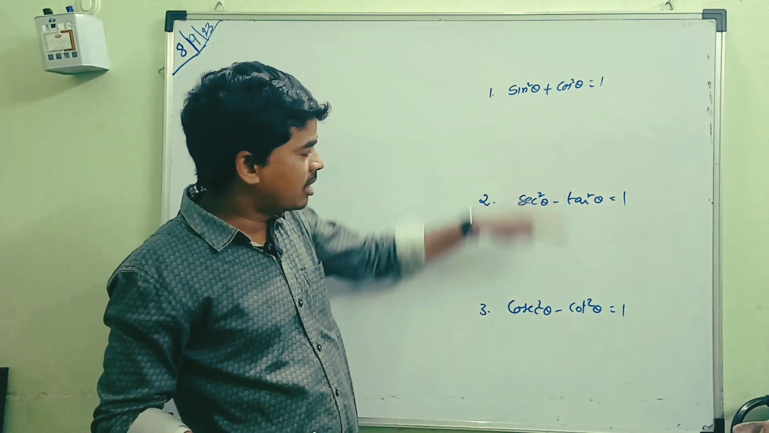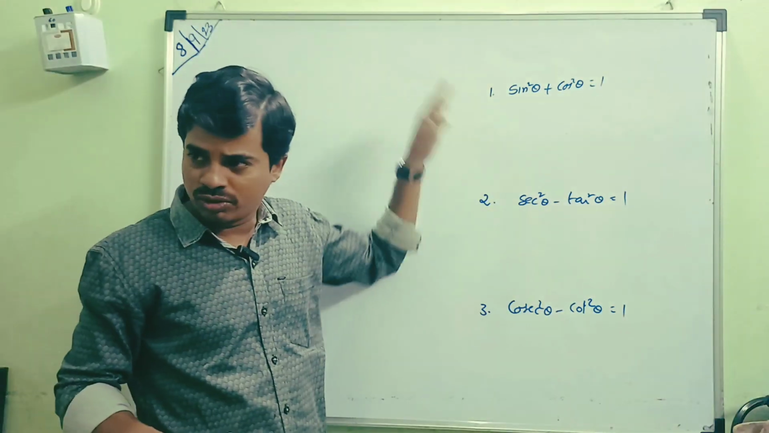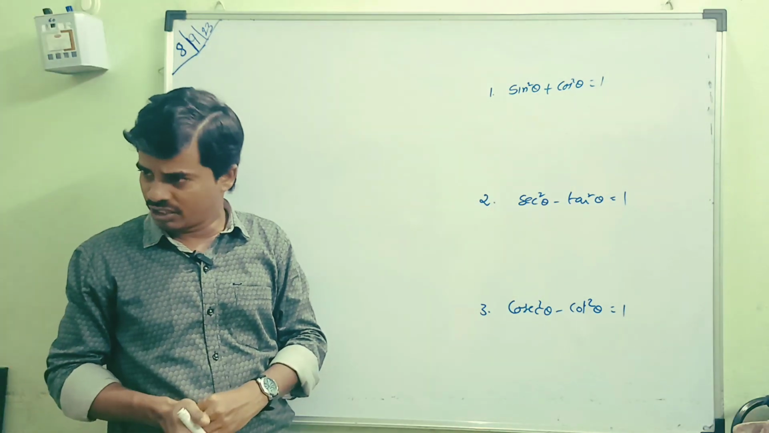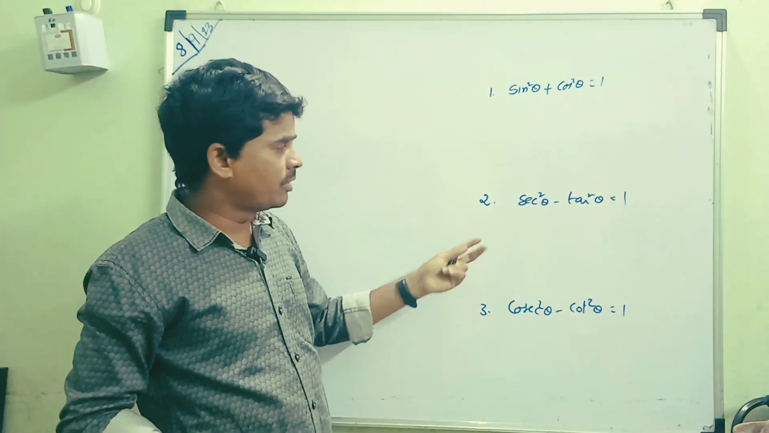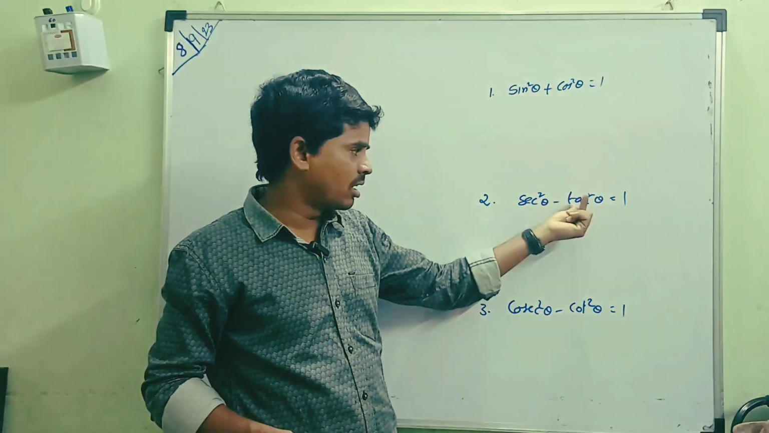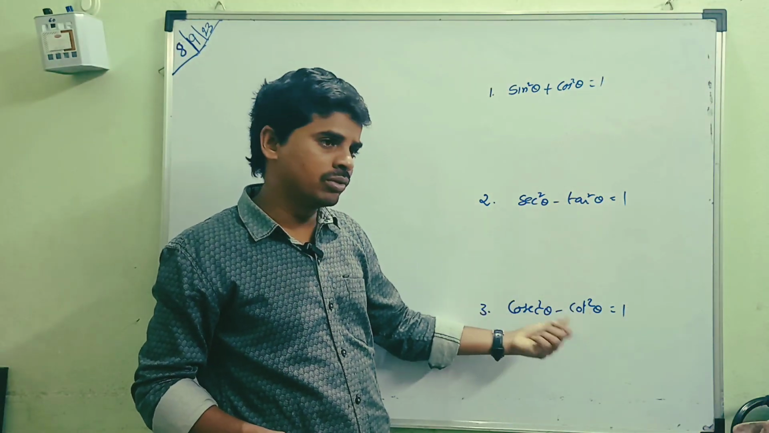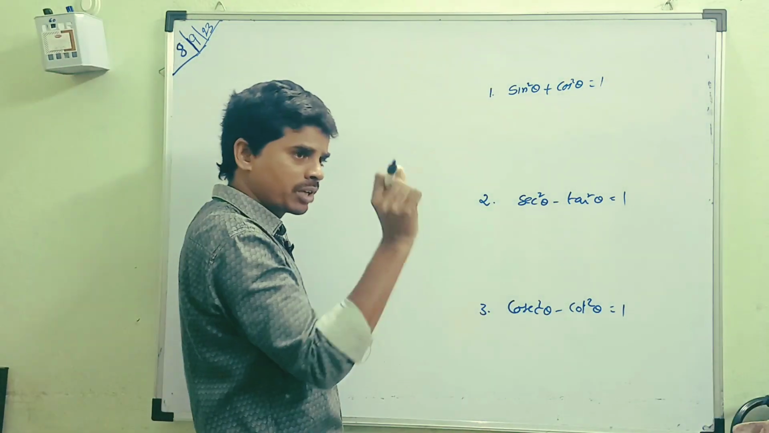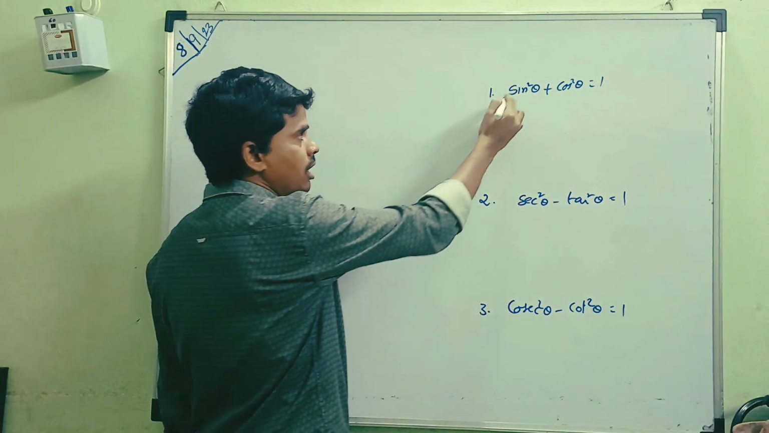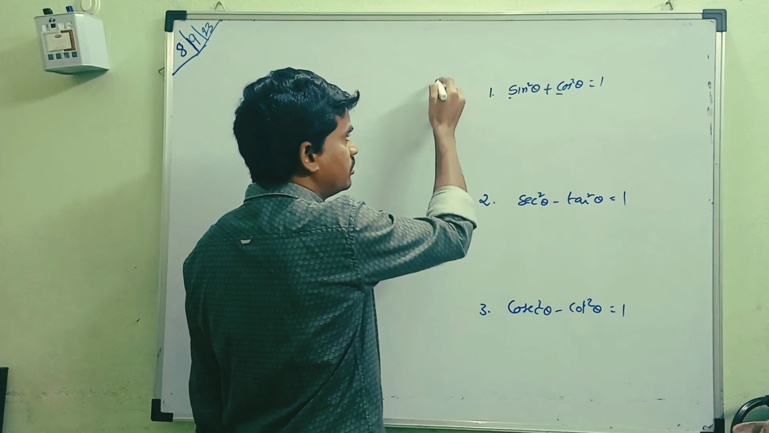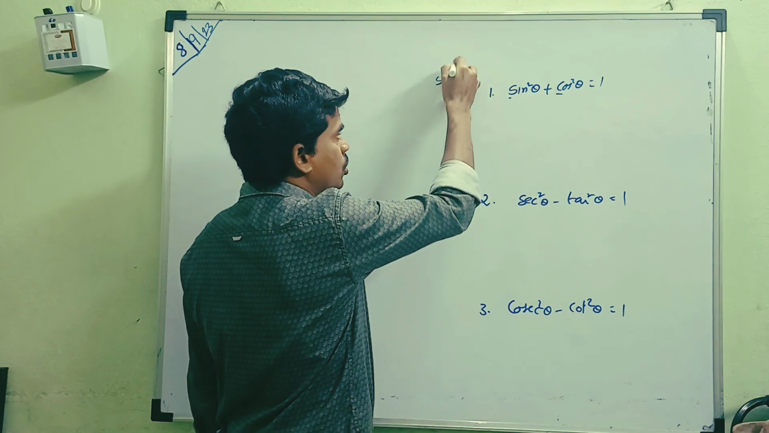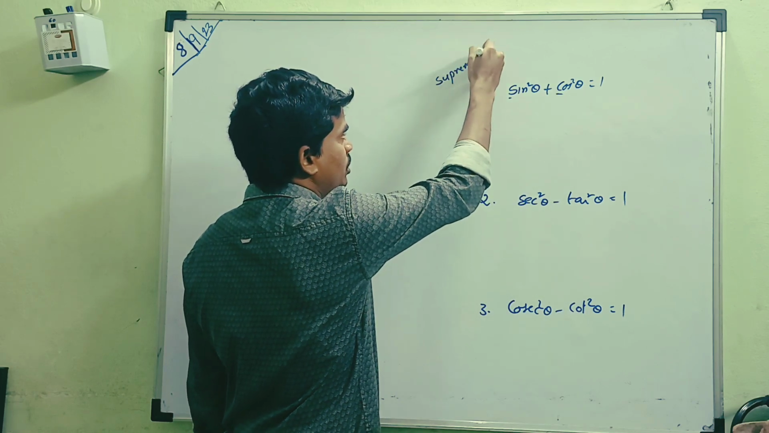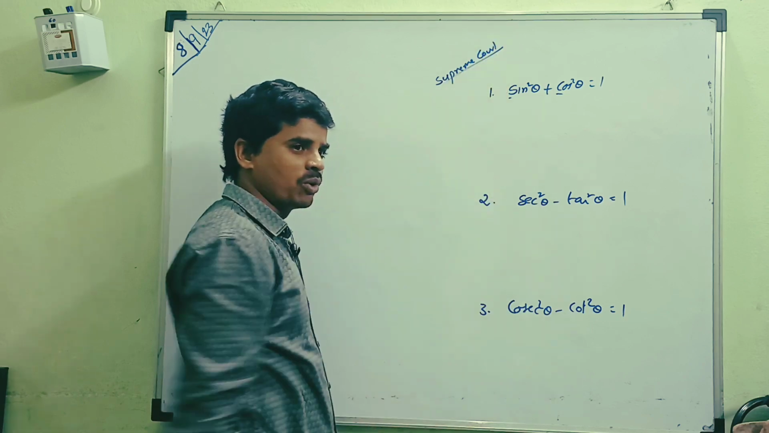Many students will get confused remembering these identities. Suppose they will misplace the tan with cot and cot with cos like that. So to avoid that we have to remember some keywords. See, first letters S and C. Supreme Court, you remember Supreme Court, SC.